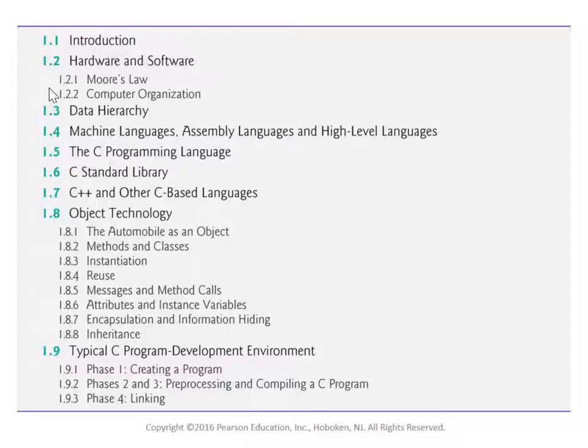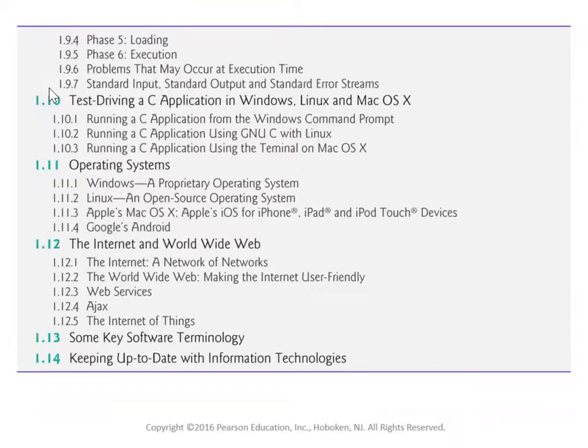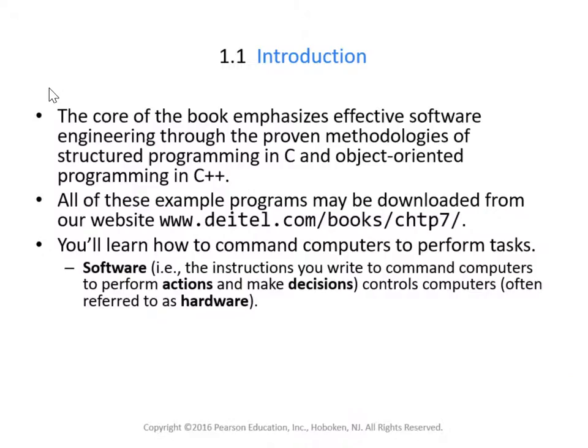And as you see, there's a whole bunch of stuff in this chapter. We'll jump over most of it fairly quickly. There are 2 pages of outline for the chapter. So the core of the book is emphasizing software engineering.